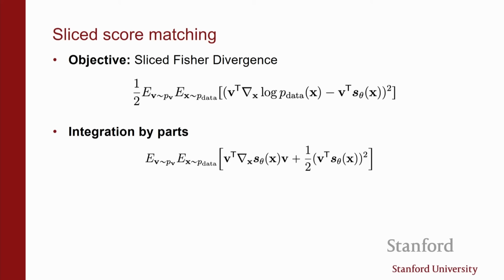It turns out you can still do integration by parts, and you end up with an objective function that looks like this. It still involves the Jacobian, but crucially now it involves Jacobian vector products, which are directional derivatives and are things that you can estimate efficiently using backpropagation.